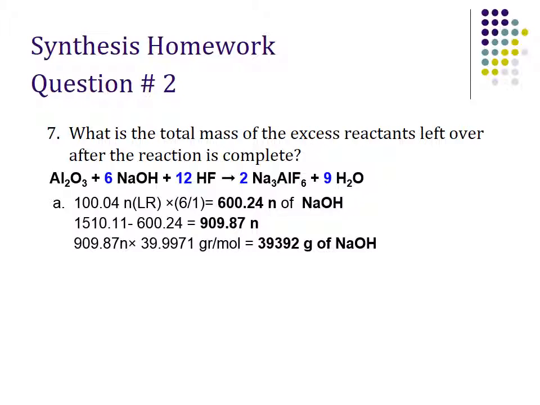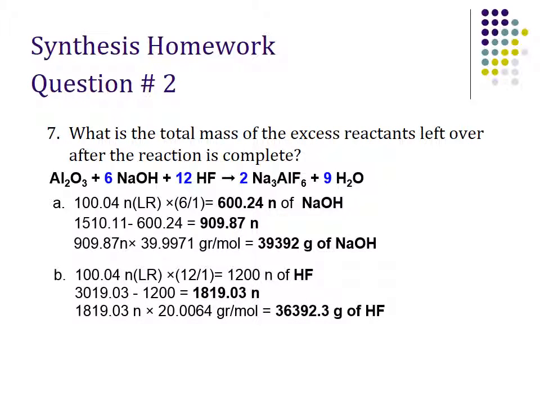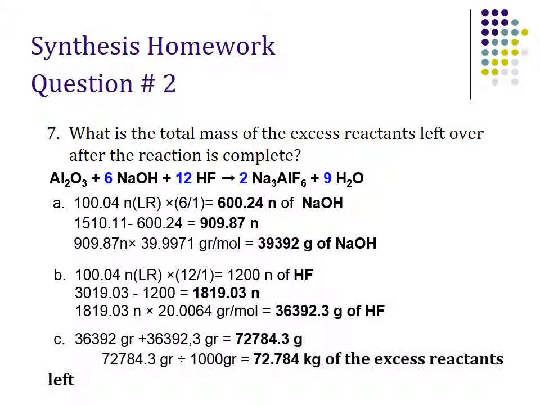But we have 1,510.11 moles of NaOH. To find out how much is left over, we simply subtract, getting 909.87 moles of NaOH left over. We convert the moles to grams. We follow the same procedure for HF. Once we have found the amounts of excess reagents left over in grams, we simply add them up. We then convert to kilograms. We get a total of 72.784 kilograms of the excess reagents left over after the reaction.